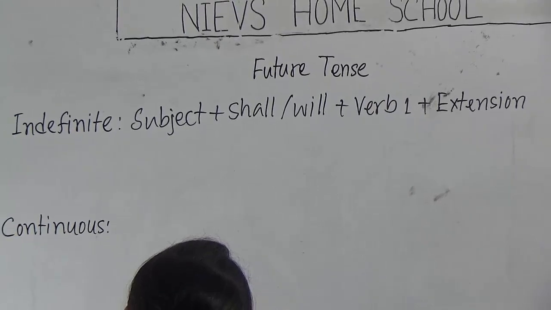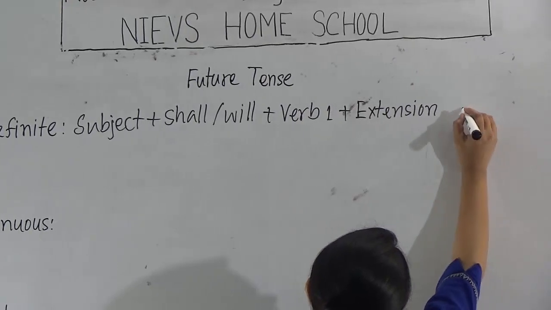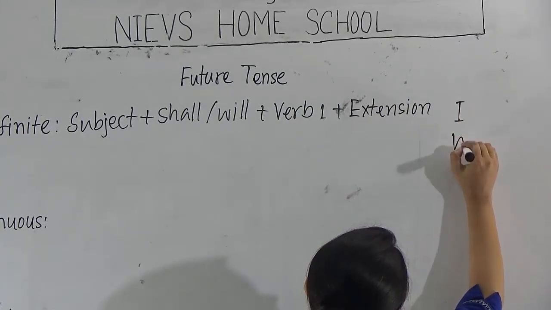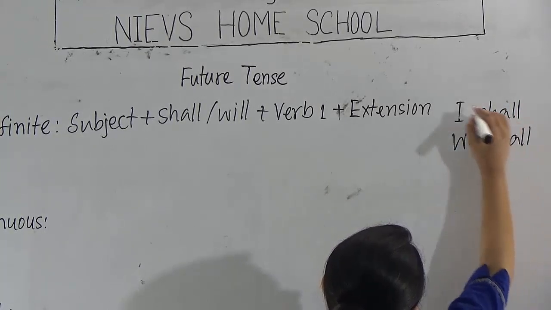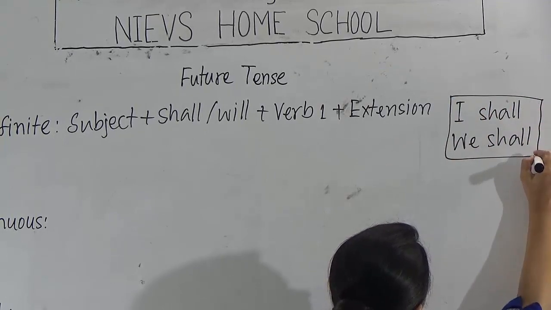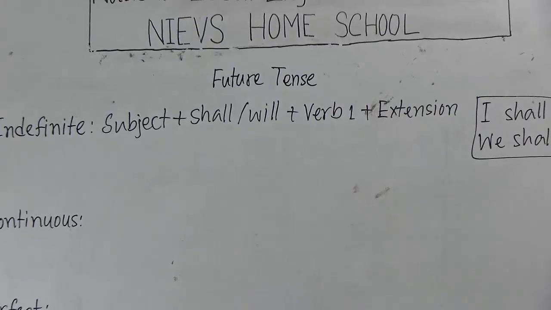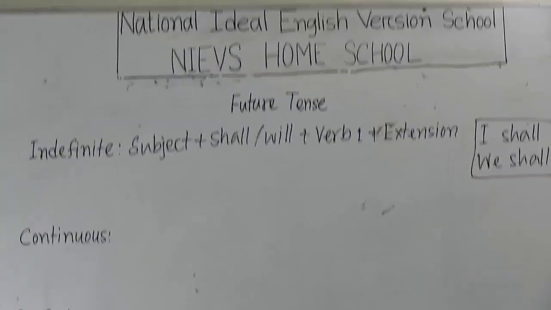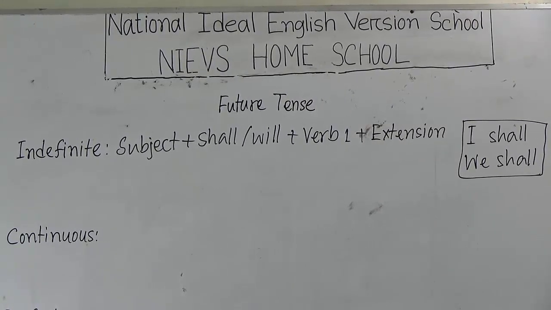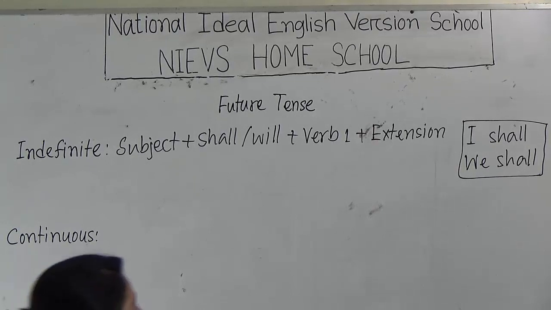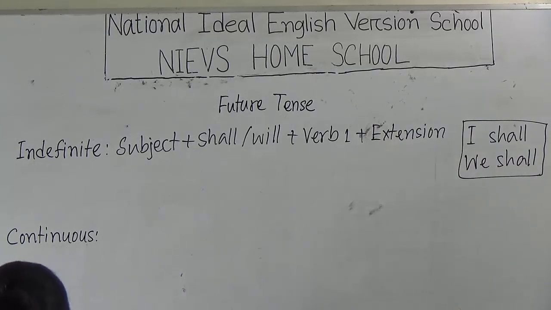And we use shall after I and we. I shall, we shall. And we use will after the rest of the subjects. That means they will, you will, she will, he will, or any singular or plural subject we will use will. And we use shall after I and we. Okay. Now example.